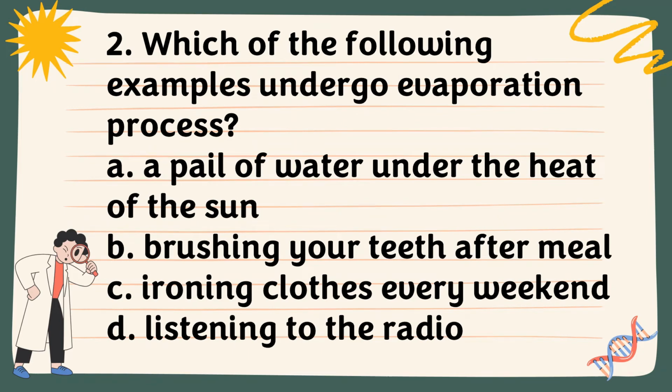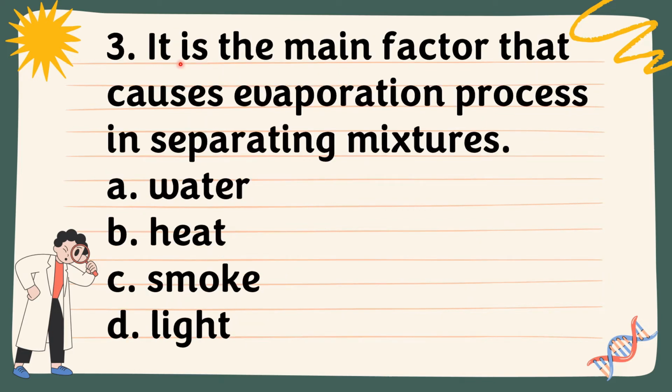Number 2, which of the following examples undergo evaporation process? A. A pail of water under the heat of the sun, B. Brushing your teeth after meal, C. Ironing clothes every weekend, or D. Listening to the radio. The correct answer is letter A. A pail of water under the heat of the sun. Number 3. It is the main factor that causes evaporation process in separating mixtures. A. Water, B. Heat, C. Smoke, D. Light. The correct answer is letter B.